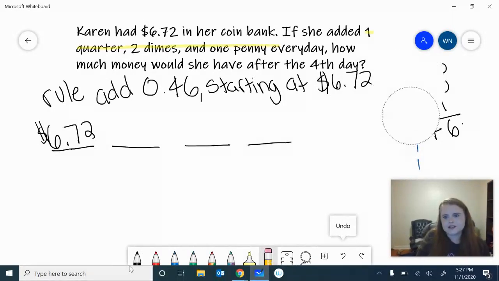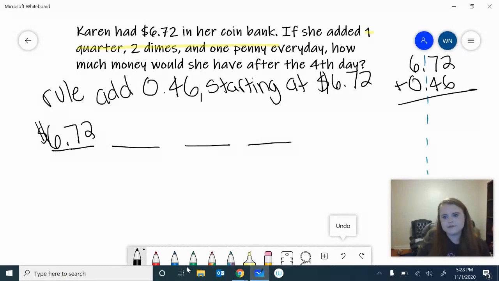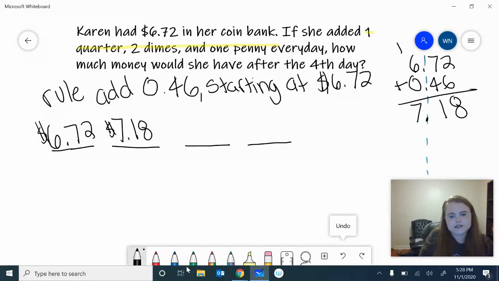I'm going to go ahead and erase this to give us more room. So we're going to start at 672 and add, with our magical decimal line, 46 cents. And let's just add. 6 plus 2 is 8. 7 plus 4, 8, 9, 10, 11. 6 plus 1 is 7. So on day 2, she had $7.18. Let's figure out day 3.